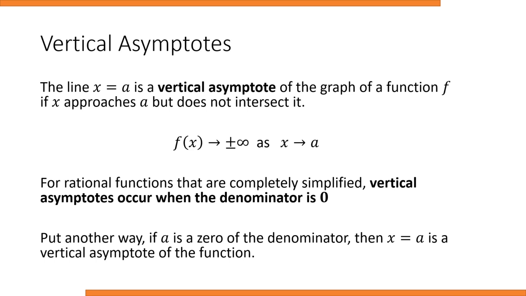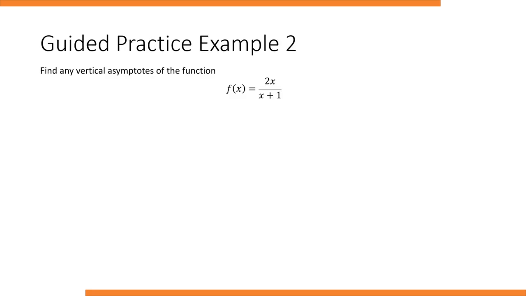Another way of saying this, if we think back to polynomials, is the 0 of that denominator, the polynomial in the denominator usually, is going to be a vertical asymptote. X equals whatever that 0 is. So let's look at an example with this.